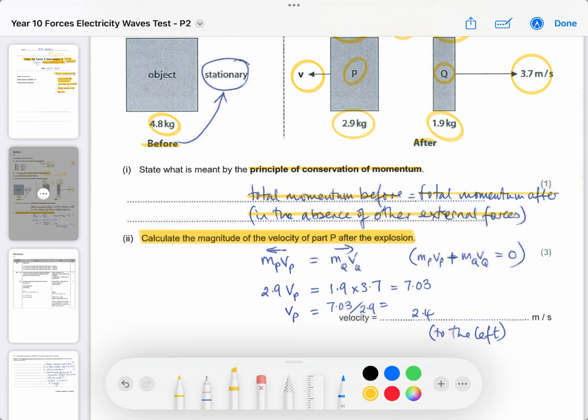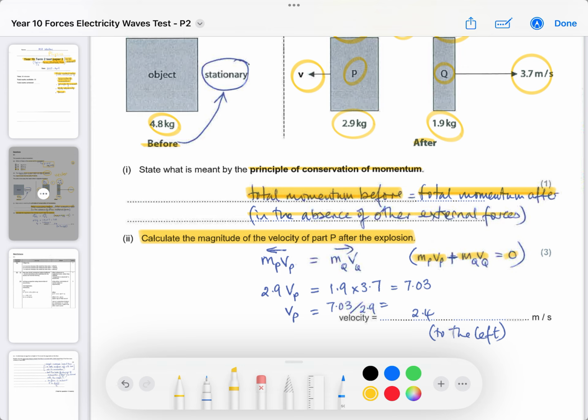So we know the mass of P, we know the mass of Q, and we know the velocity of Q. The only thing we don't know is the velocity of P. Now we know the total momentum before must be equal to the total momentum after, and before it was 0. So how can it have velocity? Well, if they're equal, one must be positive and one must be negative to add up to 0.